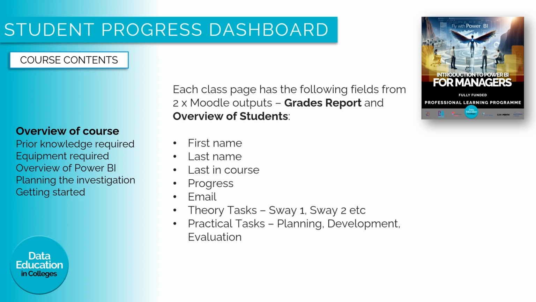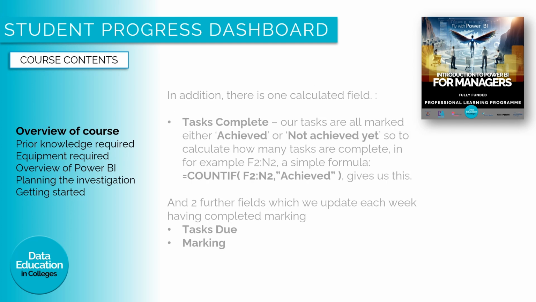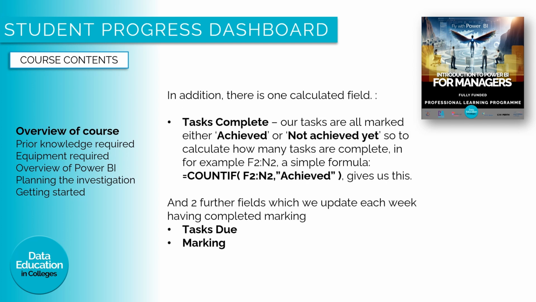Each class page has got the following fields: names, last in course, progress, and then email, and then whether they've done theory or practical tasks, depending upon the class. In addition, we've put one calculated field within the Excel, task complete. We just work out how many they've done based on our grading scheme. You would have to update that, obviously, for your own college. We've also got task due and when the marking's up to date by.